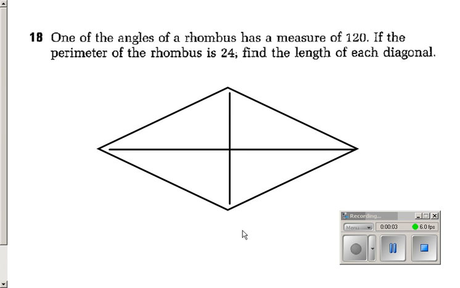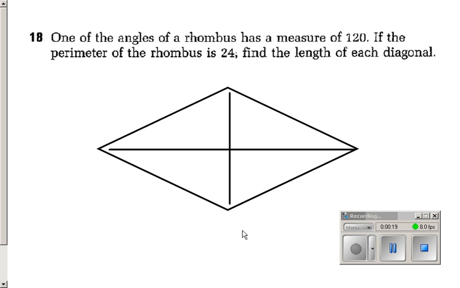All right, this is problem 18 from section 9.7. 9.7 is all about special right triangles. You know that's going to come into play somewhere in this problem. So the problem says one of the angles of a rhombus has a measure of 120 degrees. If the perimeter of the rhombus is 24, find the length of each diagonal.